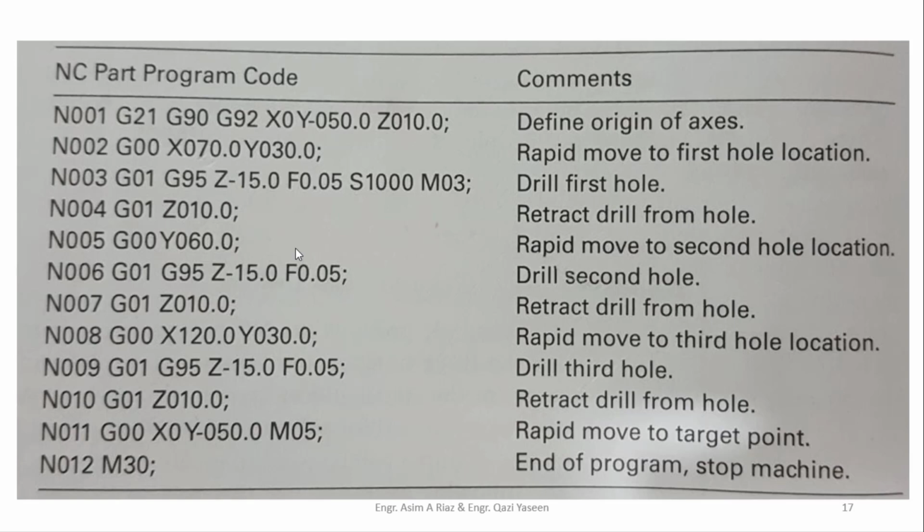You can see the feed rate, or you can note the feed rate, that was 0.05 mm per revolution. Spindle speed is also mentioned, that is 1000 rpm. M03 is the code which is used to turn on or to start the rotation of the spindle in the clockwise direction.